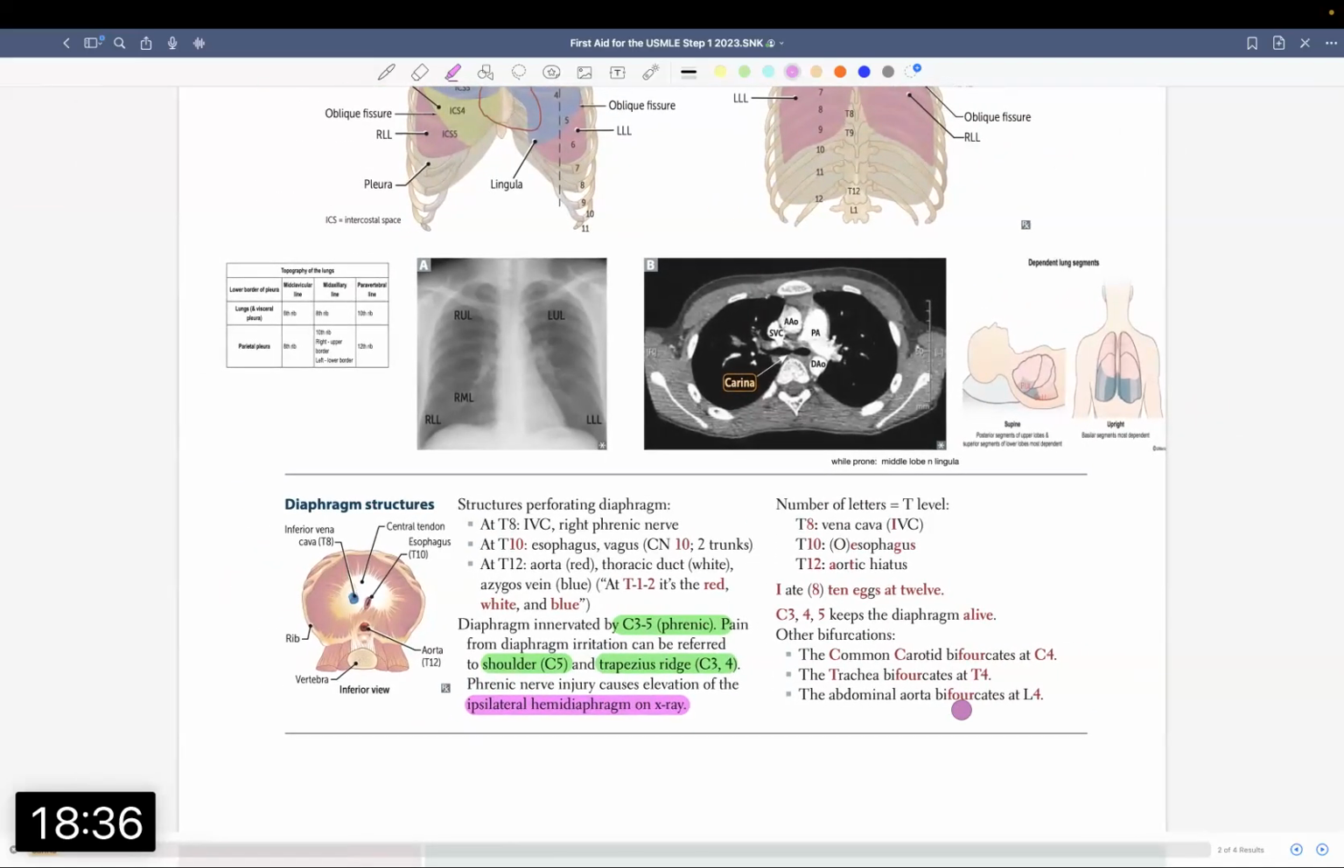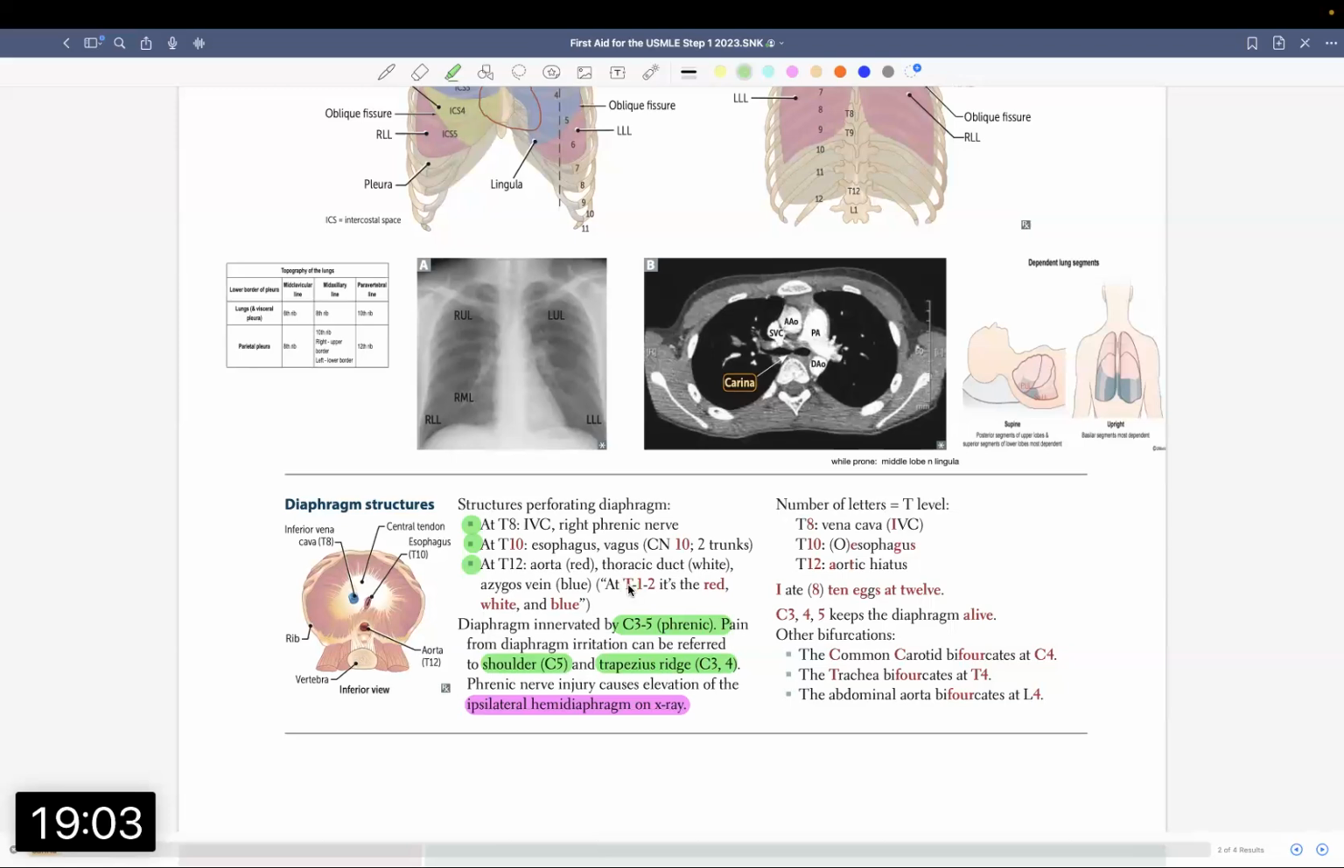So structures perforating the diaphragm are at T8, IVC and right phrenic. At T10, esophagus and vagus. At T12 is aorta, thoracic duct, and azygous vein. This is also important. At T8, two things, IVC and right phrenic. At T10, esophagus and vagus. Cranial nerve 10 has two trunks. At T12 are three things, the red, white, and blue structures.